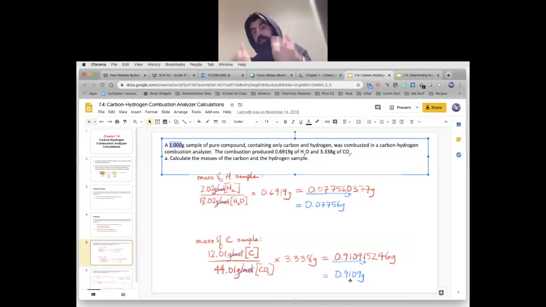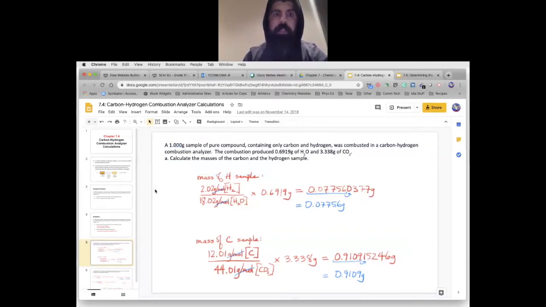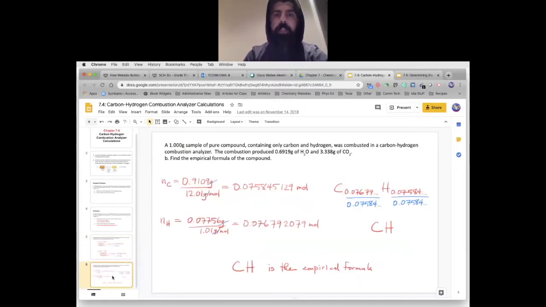But in that absorber, we're collecting water and carbon dioxide. It's the hydrogen that we want. It's the carbon that we want from all of these values. Okay, so these are the steps in how to calculate the masses of carbon and hydrogen. Okay, let's look at the second part of the question.